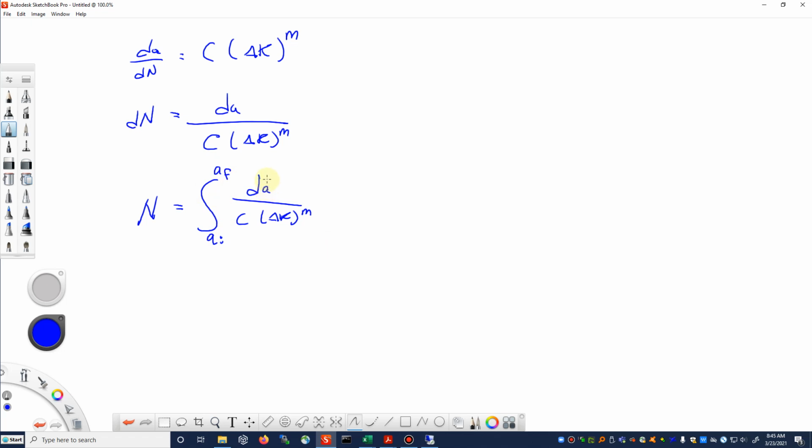And that's not a terribly hard equation to deal with, but always keep in mind that delta K depends on the crack size. So it's not just as easy as integrating a constant. We do have to keep in mind that delta K depends on a. All right, let's write this on the other side of the page.